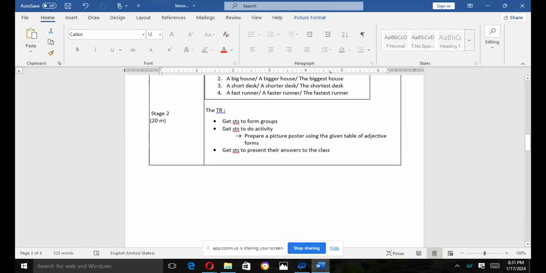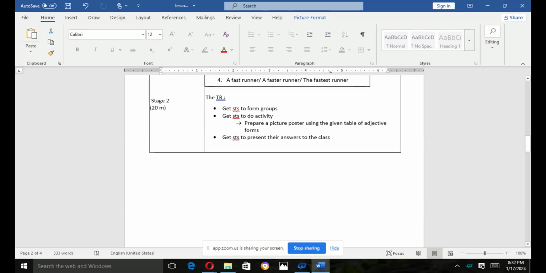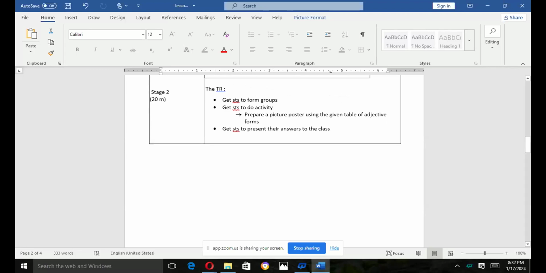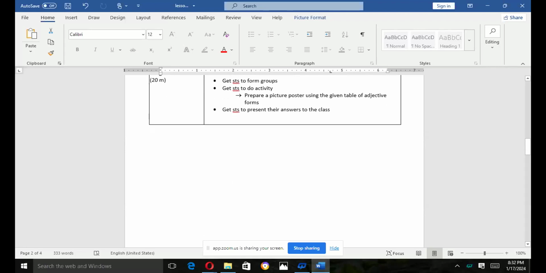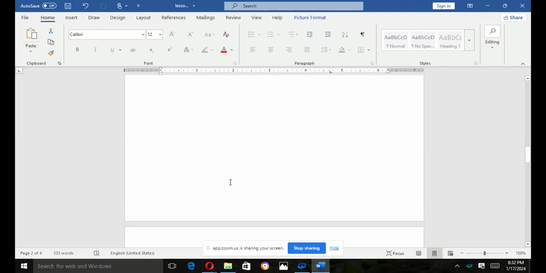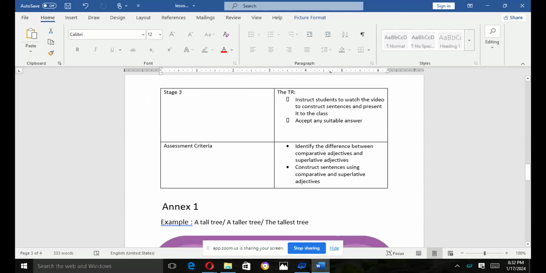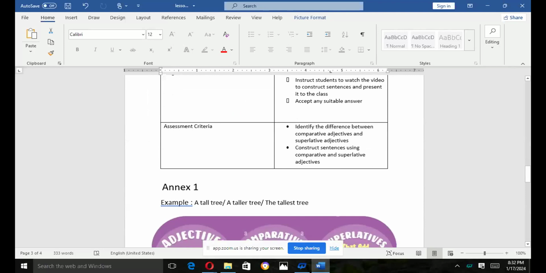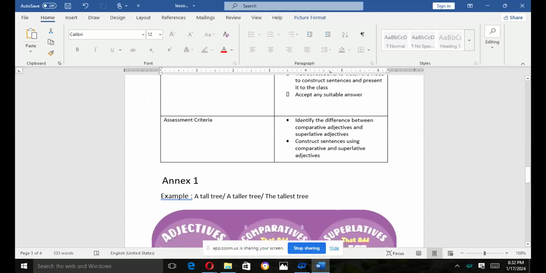In stage 2, for 20 minutes, get students to form groups and do an activity preparing a picture poster using the given table of adjective forms. Get students to present their answers to the class. In stage 3, the teacher instructs students to watch the video to construct sentences and present them to the class; accept any suitable answer. The assessment criteria: identify the difference between comparative adjectives and superlative adjectives, and construct sentences using comparative and superlative adjectives.